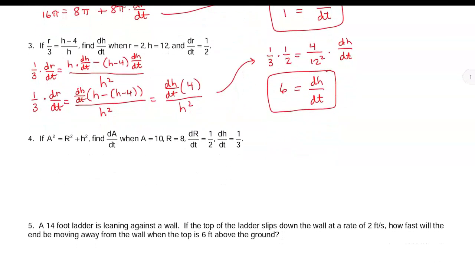We'll do one more just to practice taking the derivative implicitly and then making substitutions. After this one, we'll actually work out a related rate word problem. A squared equals r squared plus h squared. So we get 2a dA/dt equals 2r dr/dt plus 2h dh/dt. Substituting in, a is 10, so I have 2 times 10 times dA/dt, which we are looking for.